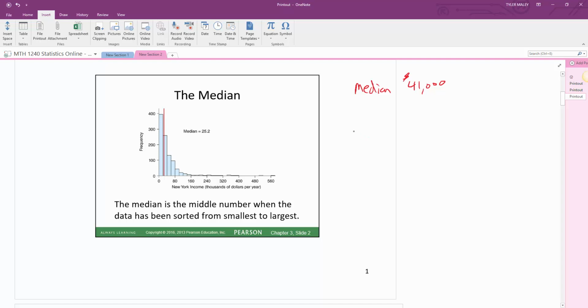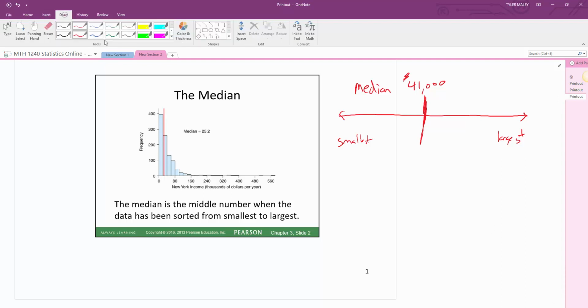What this means is that if I arrange all my data from smallest to largest, here's my number line, then right here, this value, 41,000, splits my data in half. In essence, 50% are going to be to the left of 41,000 and 50% to the right. So 50% of the medical laboratory technicians are over here making in this income range, and 50% in the region are making above this number. So it separates your data.